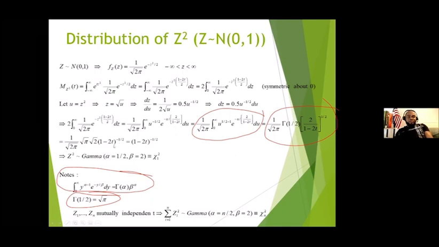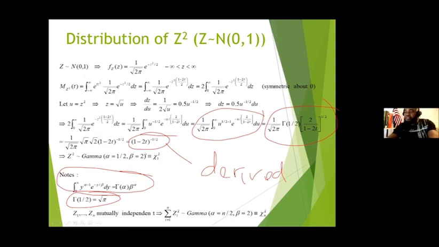Now, by the time you simplify, this and this cancel, and we're only going to have that. What do we have now? This is the moment generating function that we derived. And if you take a look at this, you're going to see that it actually resembles the moment generating function of a gamma distribution.